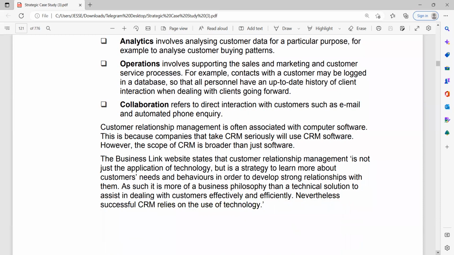Now, customer relationship management is often associated with computer software. This is because companies that take CRM seriously will use CRM software. But what you need to know is that customer relationship management is beyond software. It is not just about the application of technology, but it's a strategy to learn more about customers' needs and behaviors, and to develop a relationship with them. To develop a relationship with somebody, you need to know them. So to develop a relationship with customers, you need to know them and understand their behaviors. Very, very important.